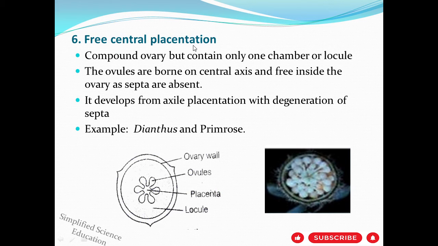The last one is free central placentation. This is also a compound ovary but contains only one chamber or one locule. The ovules are borne on the central axis and are free inside the ovary, and septa are absent. It is more like axile placentation, but after that the septa degenerate, and ovules are free within the center of the ovary. Examples of free central placentation are Dianthus and primrose.